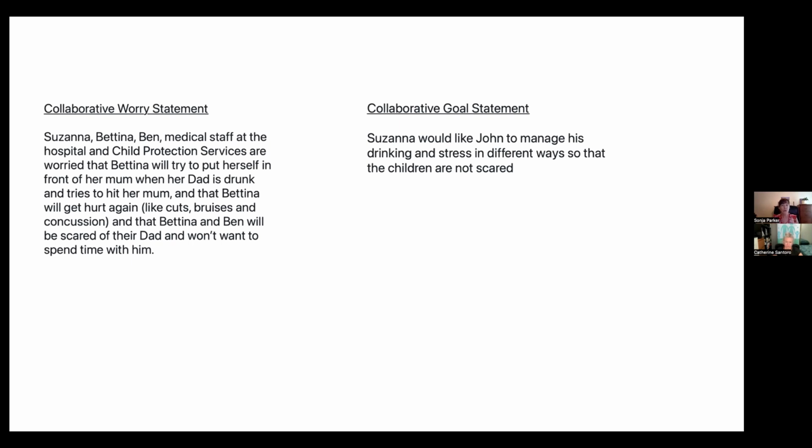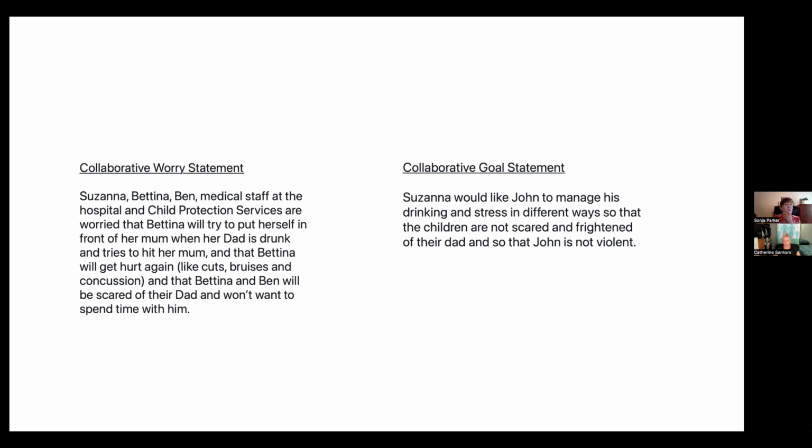You said before, and I'm sorry, I missed adding it in there, that he's not violent. You said, just so that it's not violence, as simple as that. Yeah. So they're not scared and frightened of him, and he's not violent. Susanna would like John to manage his drinking and stress in different ways. So that, are you happy if I move up so that John is not violent? Yes. Yep. I move that up to the top there.